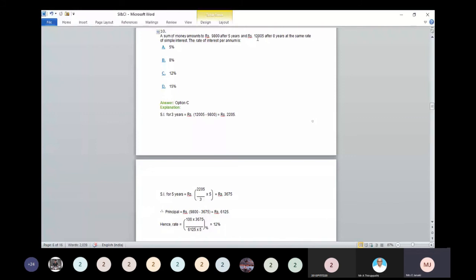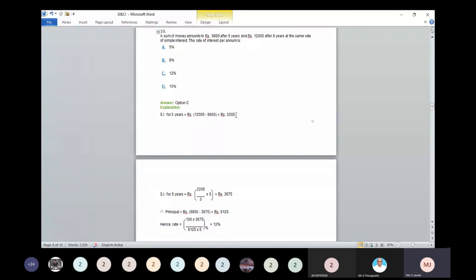12,005. Now this is the total amount. The 9,800 denotes principal plus simple interest, and this also is principal plus simple interest. So when you subtract the 5th year from the 8th year, you'll be getting only the interest, for 3 years. So simple interest for 3 years is equal to 12,005 minus 9,800. The answer is rupees 2,205. This is the simple interest for 3 years.